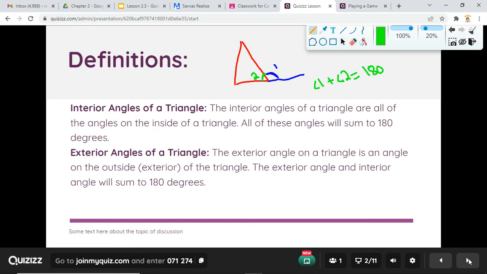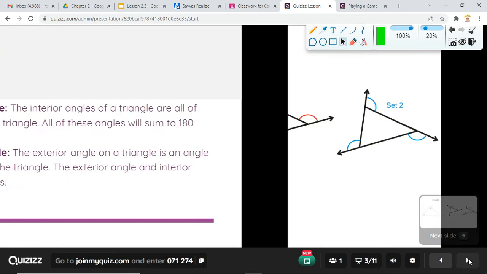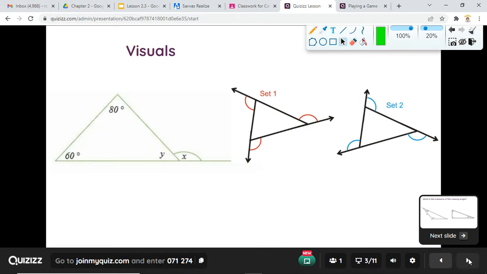All right, if you guys need to get these definitions down here, make sure you're pausing the video. We're going to keep moving forward. So here's some visuals for you guys here. The one on the left, we can clearly solve for both our x and our y now that we know what our interior angles and our exterior angles will add up to.